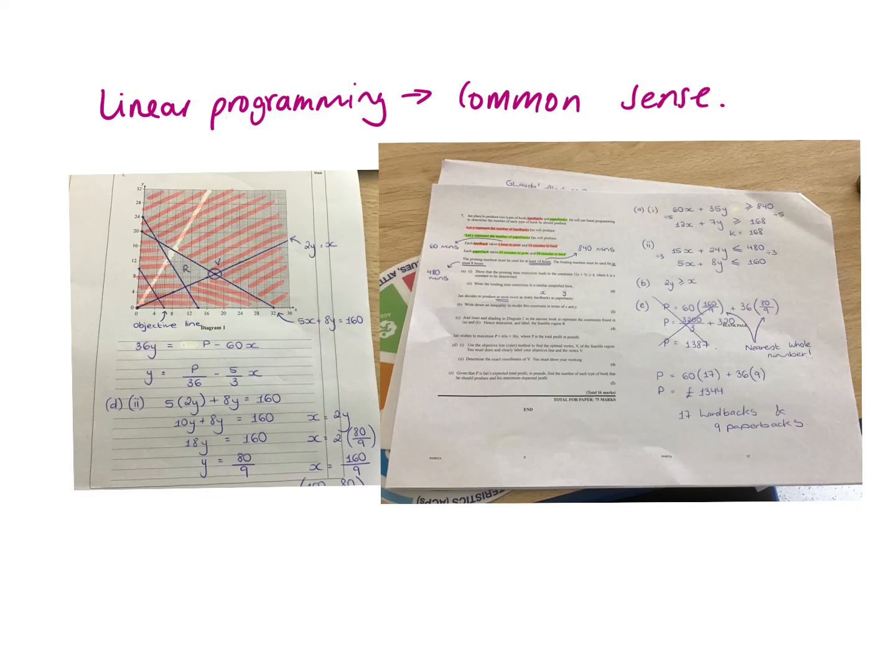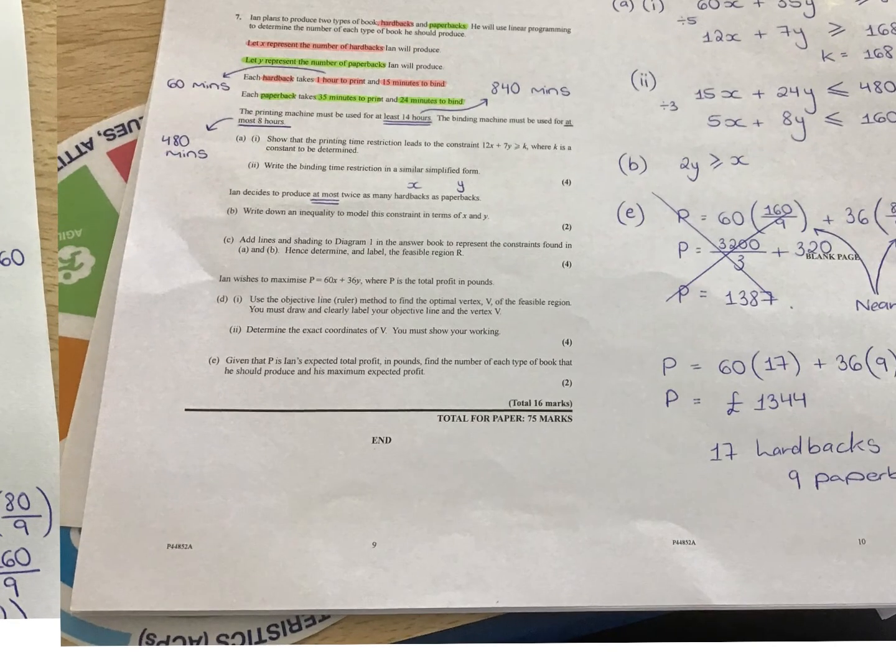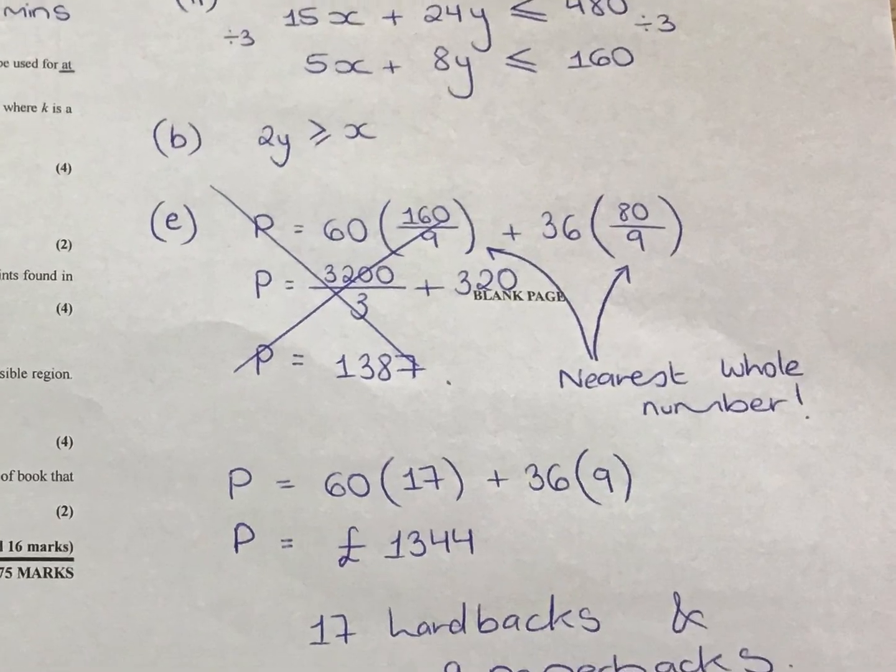Okay, so this is called linear programming common sense, because we need common sense for this type of question. What we've done is the whole question, and everything's correct so far. We're on part E, which says, given the expected total profit in pounds, find the maximum profit. Before that, you would have done all the work and found the exact coordinates of V. As we can see here, classic mistake.